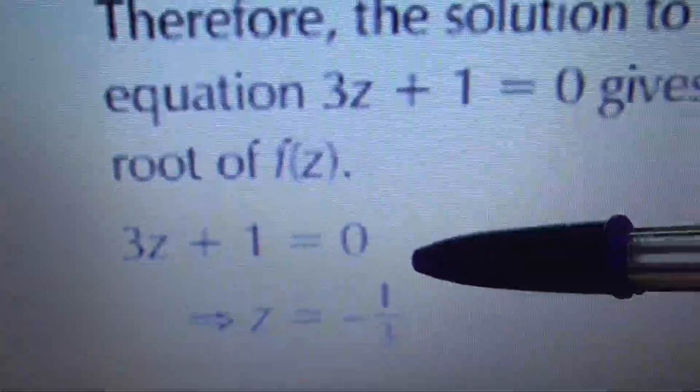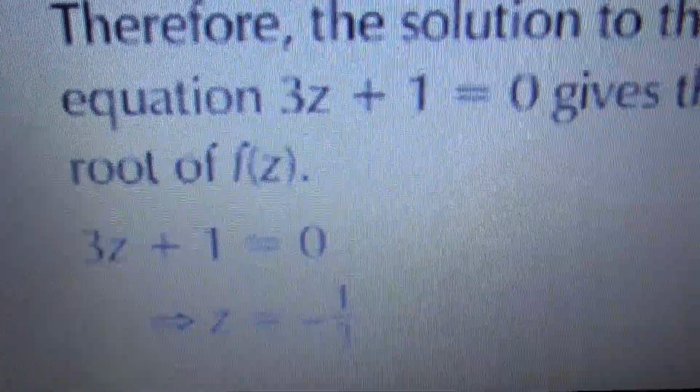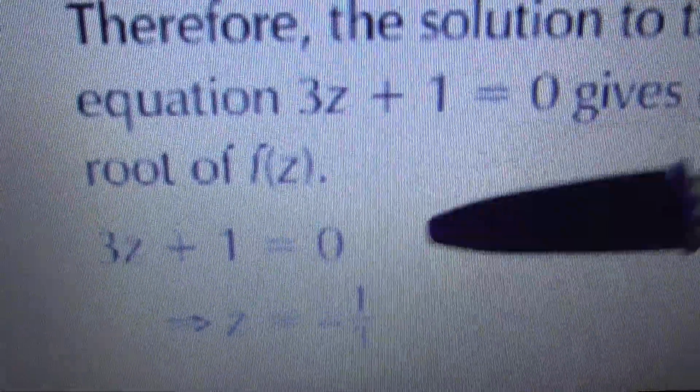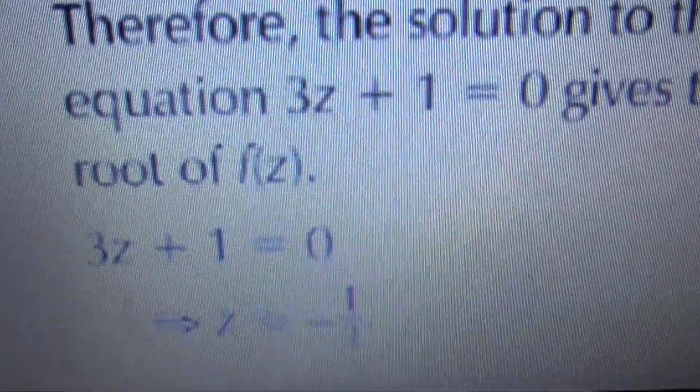And that is a real number. So 2 of the roots were complex numbers, and this is a real number. Okay, so this is a real root, minus 1/3.